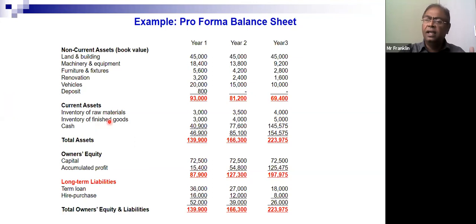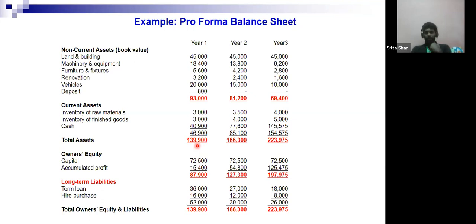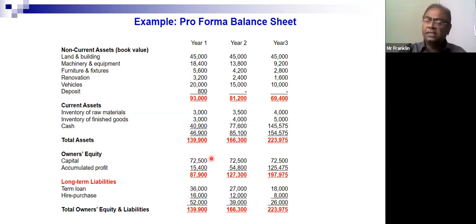Okay. Then it comes to how much? Total asset is 139,000. Remember the formula: asset is equal to owner's equity plus what? Liabilities. Okay, so 139,000. Now, owner's equity: remember how much money the business owner put in? 72,000, right? It's his own money, not borrowed from the bank. And then the accumulated profit, 15,000.